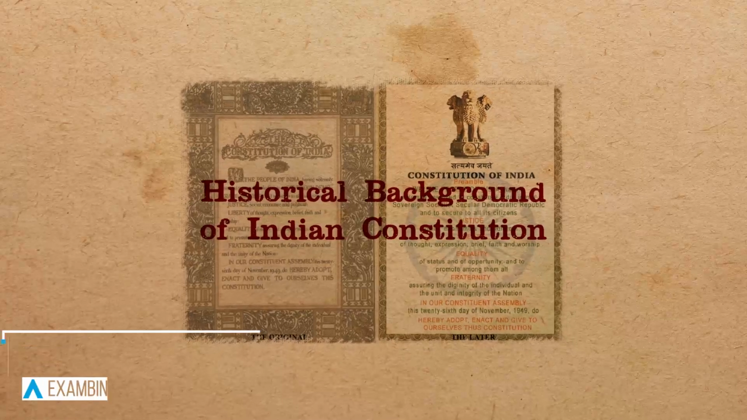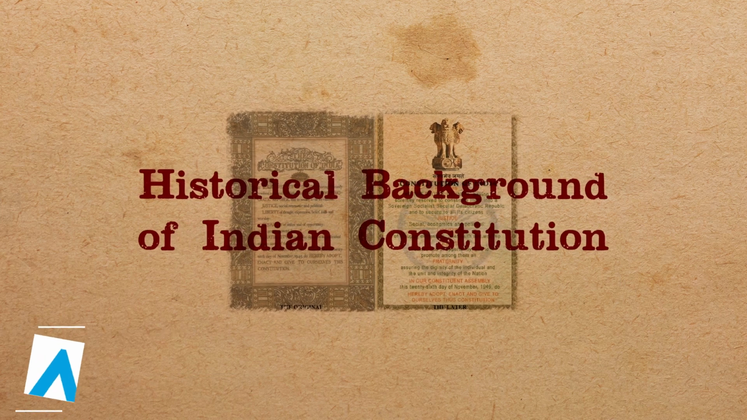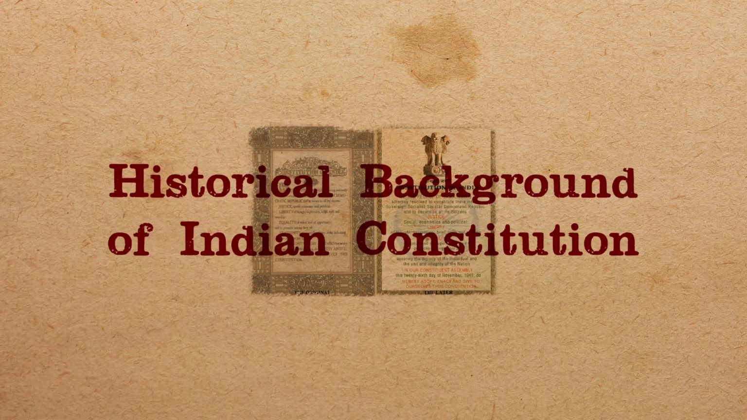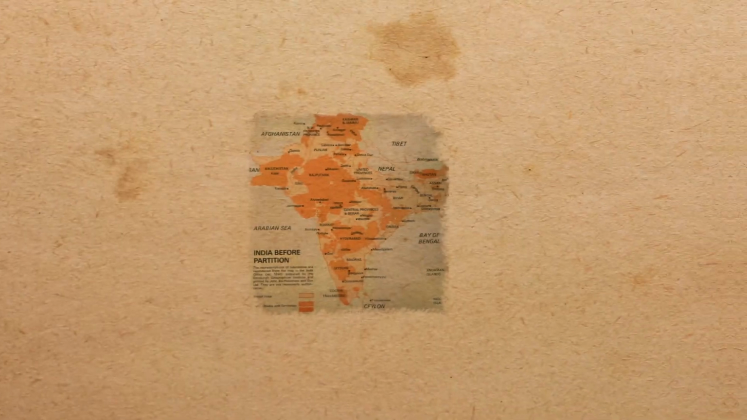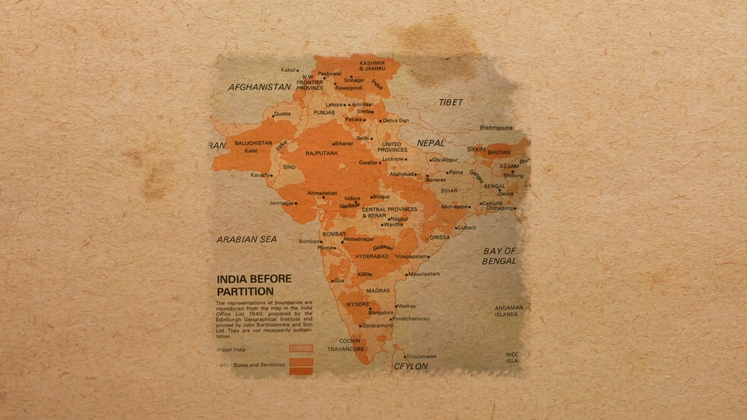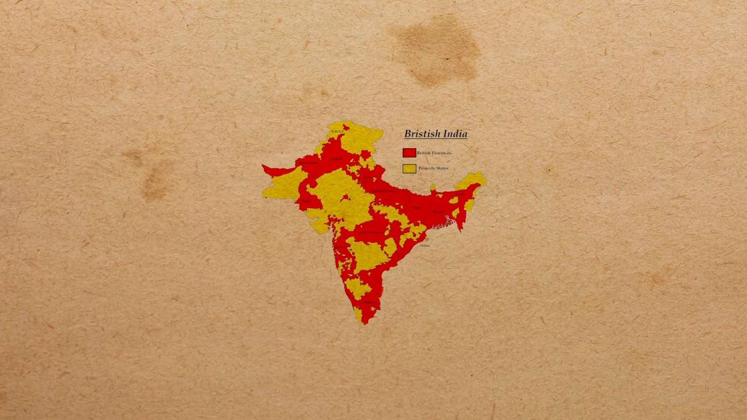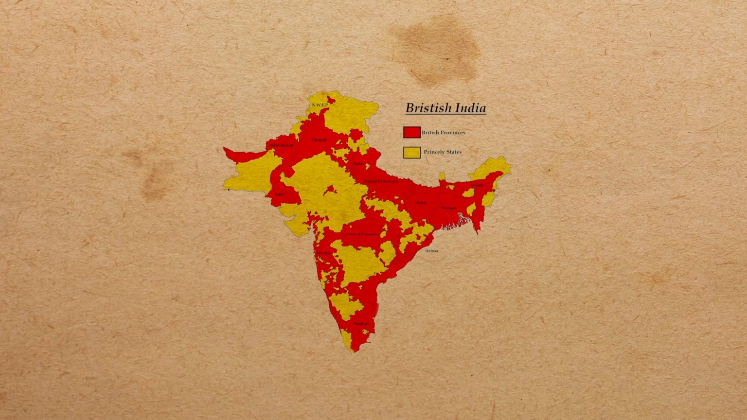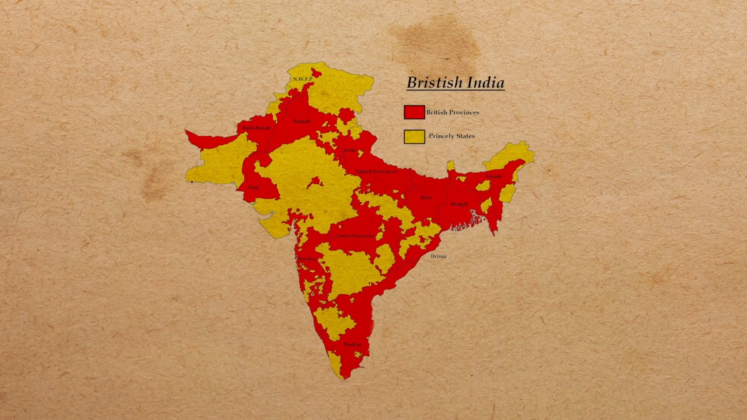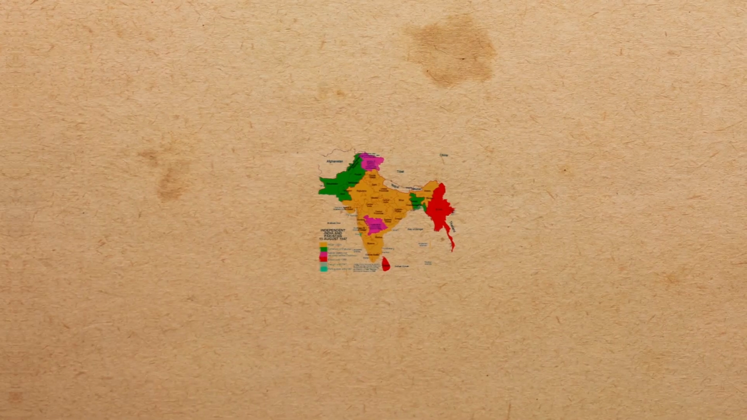Hello friends, this is Manohar Veera from ExamBin, and in this session we are going to see about the historical background of the Indian Constitution. We will be looking at how the East India Company and the British slowly built the framework of Indian polity, which Indian administrators tweaked after independence in 1947 and brought their own version to India.